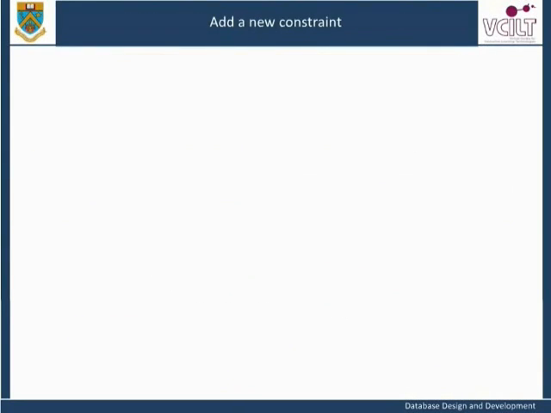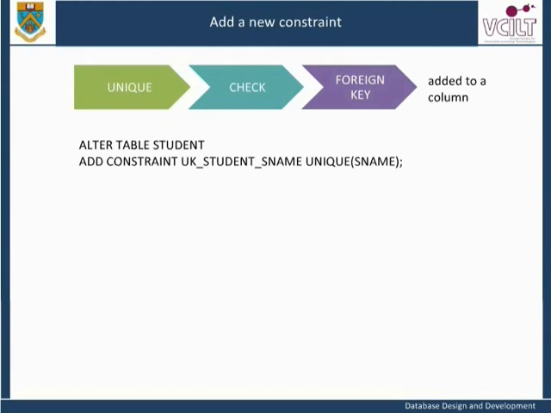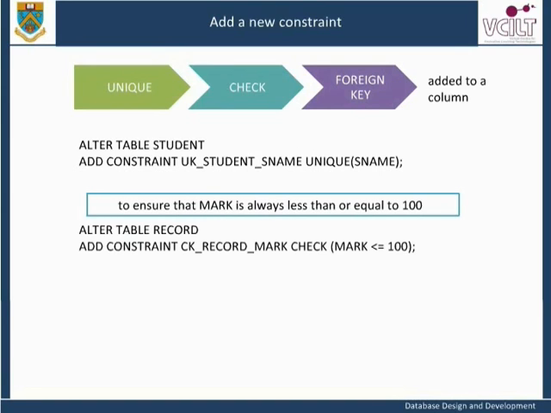New constraints, such as unique, check, and foreign key, can be added to a column. In our university database, for example, we may add a unique constraint on sname in the student table. As a result, no students can have the same name in the database. In the record table, if we want to ensure that mark is always less than or equal to 100, we can add a check constraint on mark as follows.